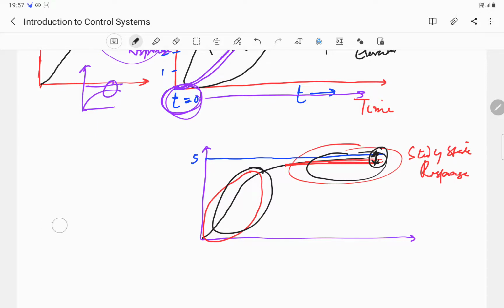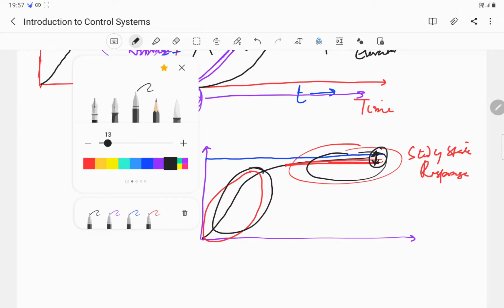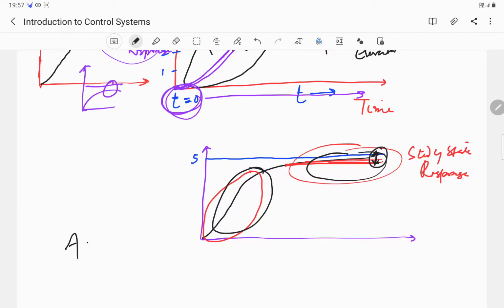Now coming to the accuracy of the control system, the last thing that we'll discuss is the accuracy of the control system.